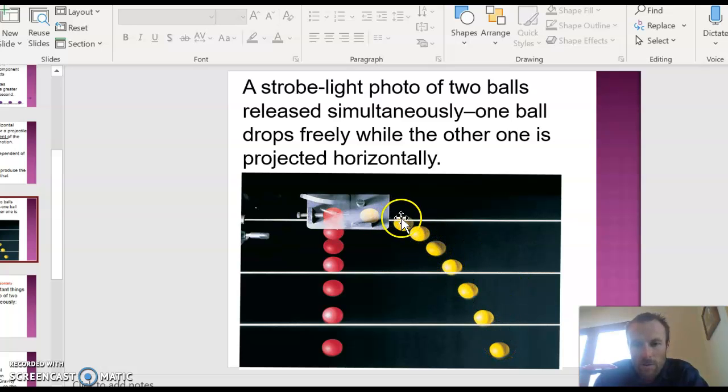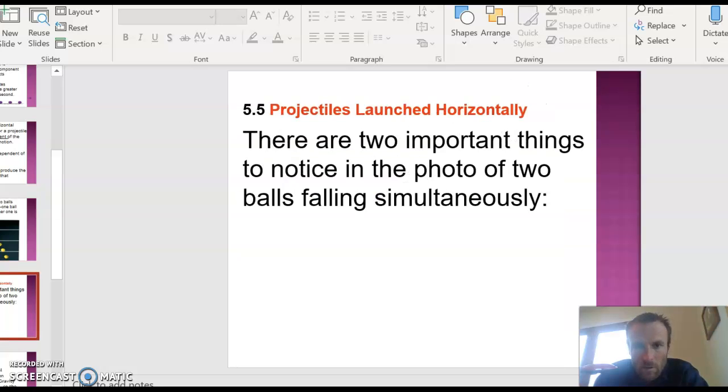And really, is there any acceleration in the x dimension? No, not if we neglect air resistance. Whatever initial velocity we shoot the ball with, that will remain constant. And so acceleration would be 0 in the x dimension for the yellow ball. So 2 important things to notice.